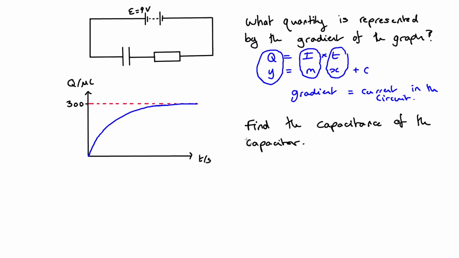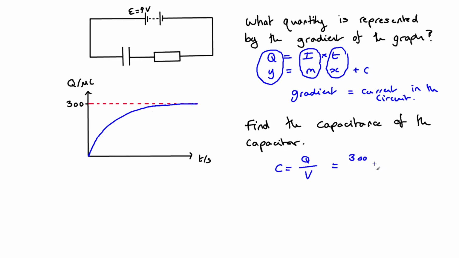Find the capacitance of the capacitor. Well, we know that capacitance is charge over potential difference. When the capacitor is fully charged, all 9 volts, because there's going to be no more current in the circuit, so there will be no volts across any of the resistances, all 9 volts will be across the capacitor, and we know at that point we've got 300 microcoulombs.